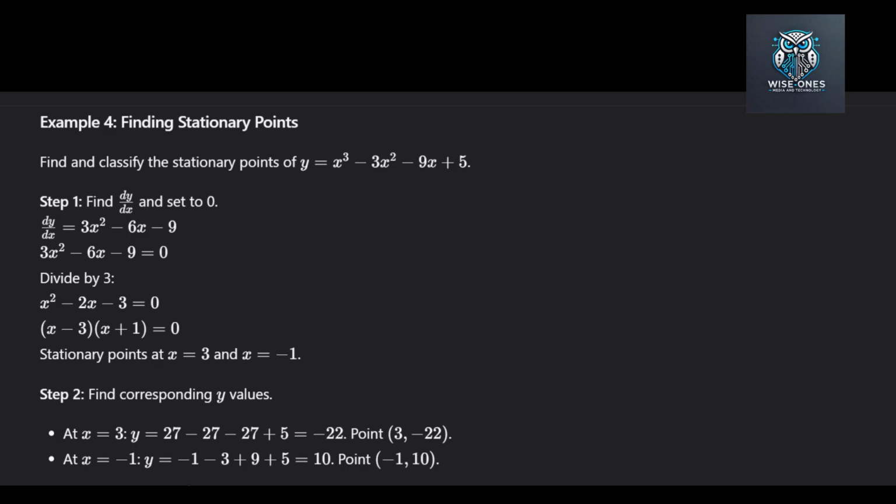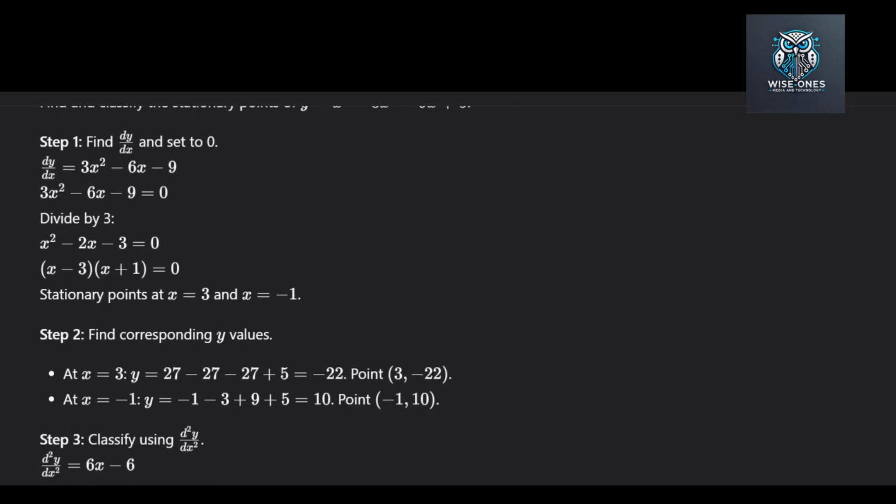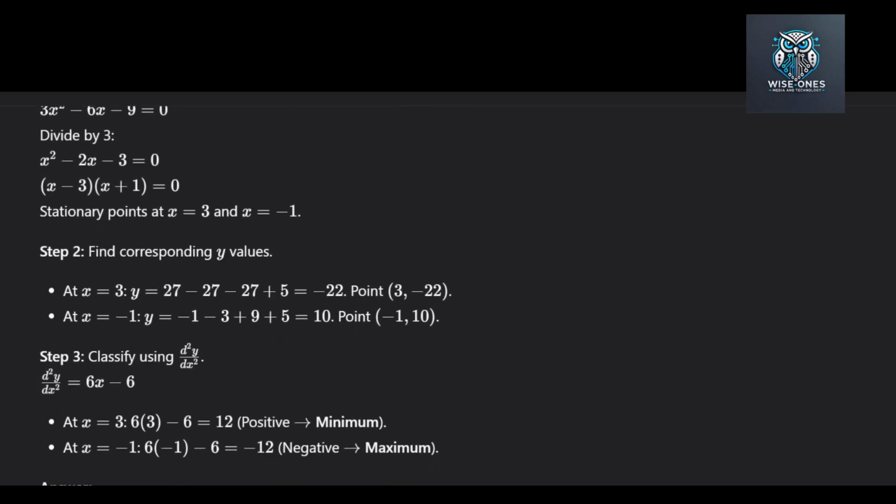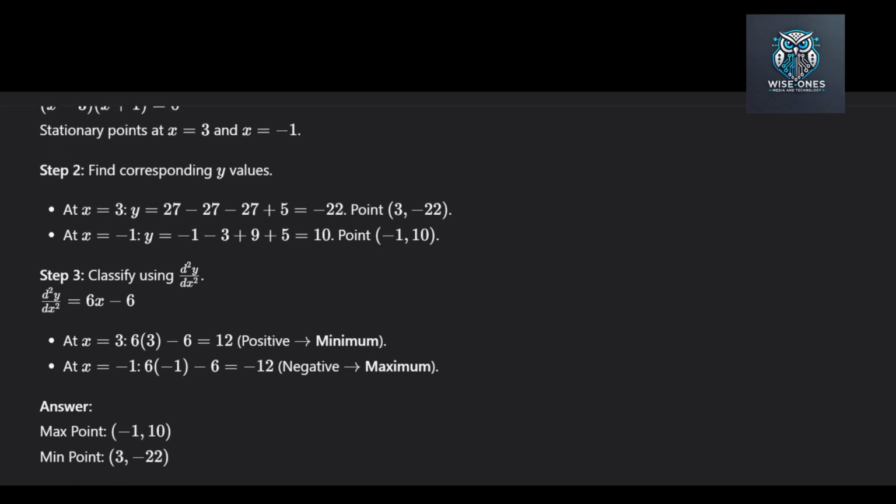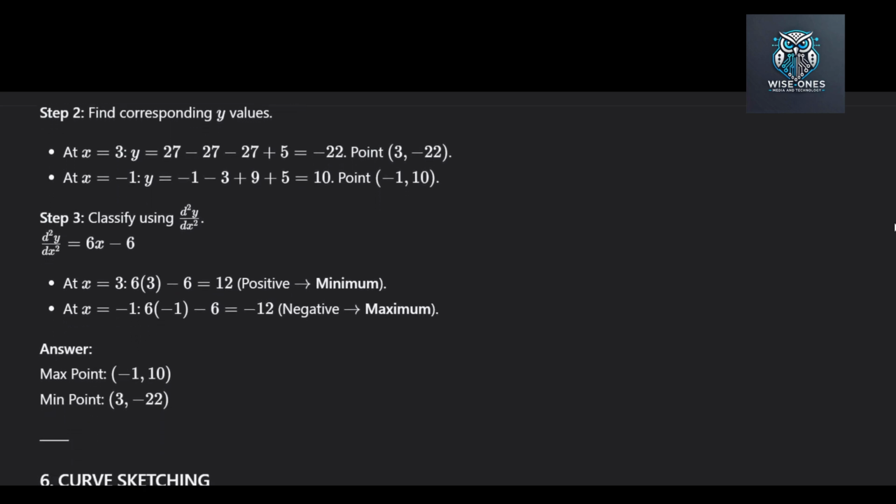Step 2. Find corresponding y values. We need the full coordinates. At x equals 3, y equals 3 cubed minus 3 times 3 squared minus 9 times 3 plus 5. 3 cubed is 27. 3 times 3 squared is 27. 9 times 3 is 27. So y equals 27 minus 27 minus 27 plus 5.